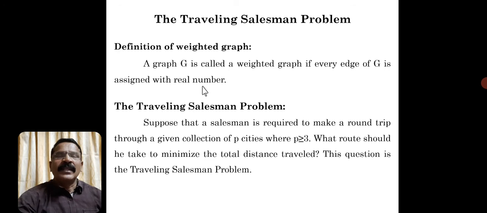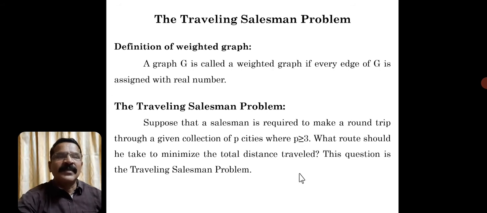So if you assign a real number to every edge, that graph is called a weighted graph. Like we have the labeled graph, labeling the vertices and edges, here assigning a real number to every edge makes the graph a weighted graph. Now, the traveling salesman problem.